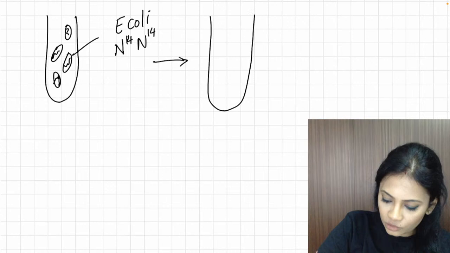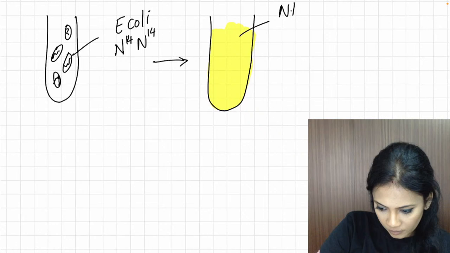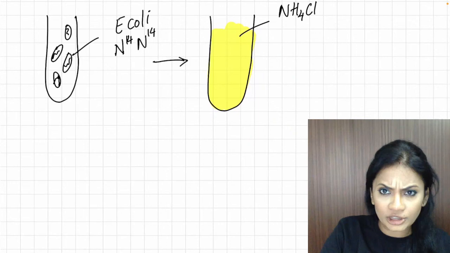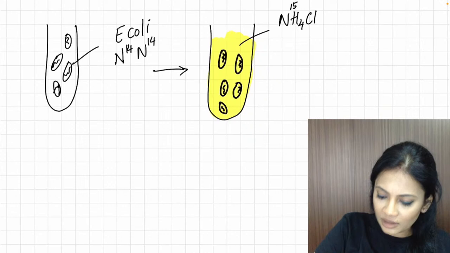This was put into a medium. What did the medium contain? The medium contained ammonium chloride. Which nitrogen was used? Heavy nitrogen, N15. Correct? These same E. coli were put into this medium.